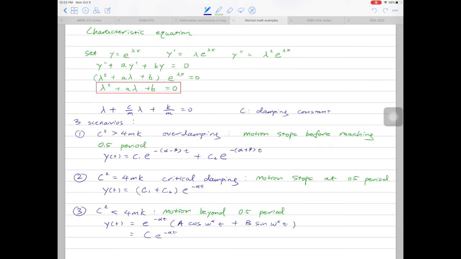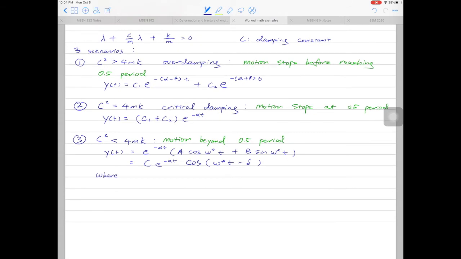We can further combine the cos and sine terms because they have the same phase as well as the same frequency. In this expression, C squared is equal to A squared plus B squared, and delta is equal to B over A. Let's just quickly revisit the first scenario where we have the overdamping case.